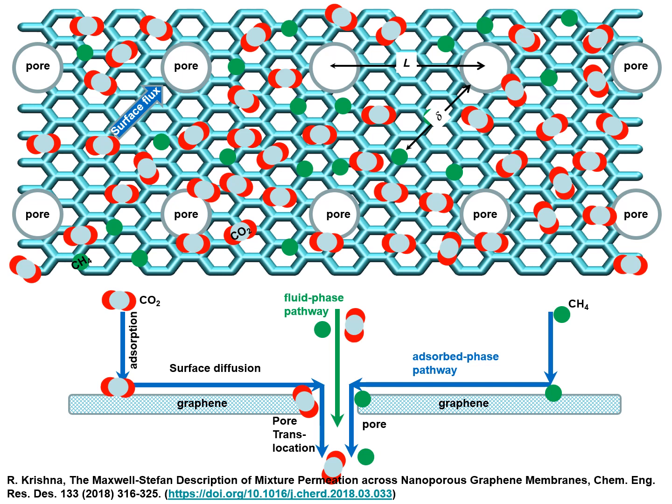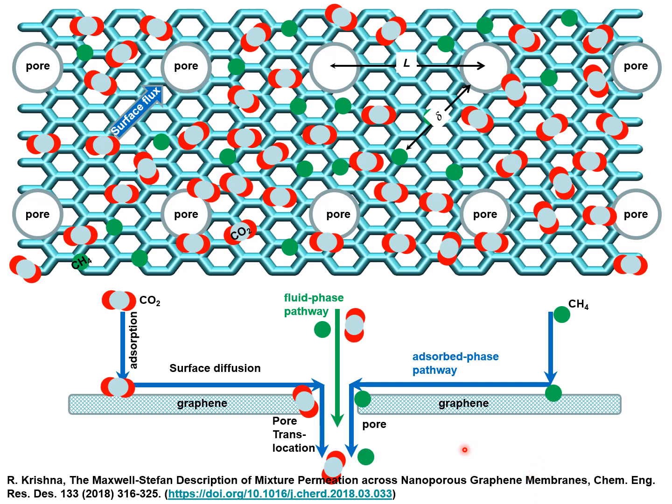The topic I'm going to address today is on transport of gaseous components across nanoporous graphene membranes. The material I'm presenting is essentially that I presented in my paper on the Maxwell-Stefan description of mixture permeation across nanoporous graphene membranes, published in 2018 in Chemical Engineering Research and Design.